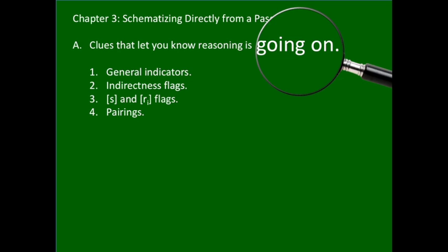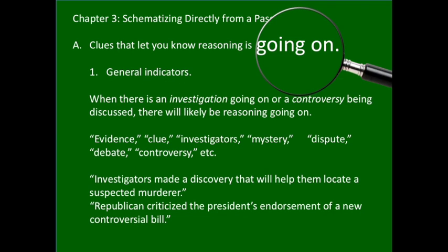So often when we read texts, we want to focus on the topic. But to help us identify when reasoning is going on, it will help to look past the topic at some of these other indicators. So the first kind of indicators are what our text calls general indicators. Anytime you have a passage where an investigation is going on or a controversy is being discussed, there may well be reasoning presented there. Not always, but often. So if, as you read a passage, you find words like evidence, clue, investigators, etc., regardless of what the specific topic is, those indicator words let you know that reasoning might be happening.